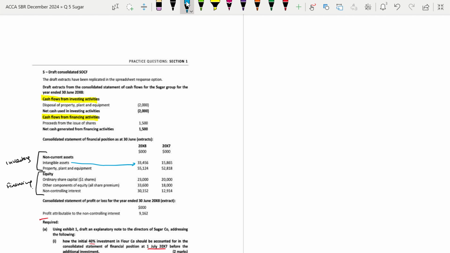How much are the intangible assets? 2018 or 19. Intangible assets are 15,865 and 33,456. Is it right? 33,456. Okay. Whatever we have, we have to make a reconciliation and we'll see what amount we get.